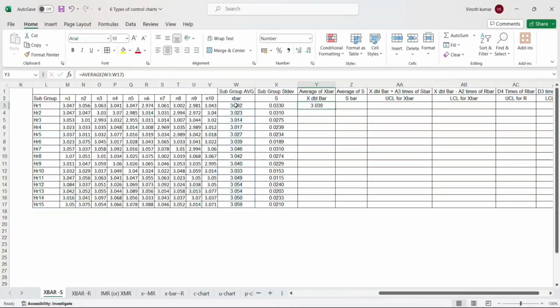So what I get is X double bar. This X double bar is going to be a straight line in my control chart. Hence I refer this particular value and take it to all my cells. So this value will be repeated so that it becomes a straight line.